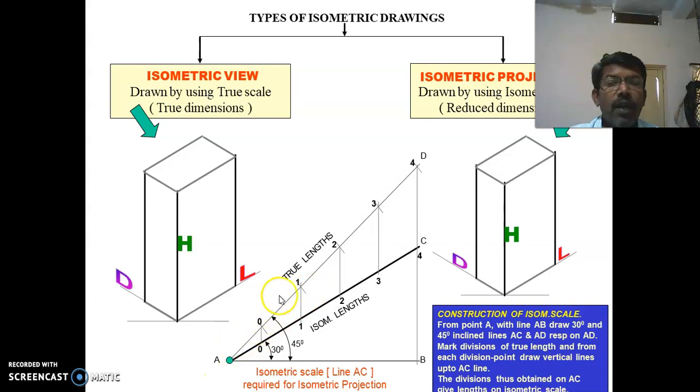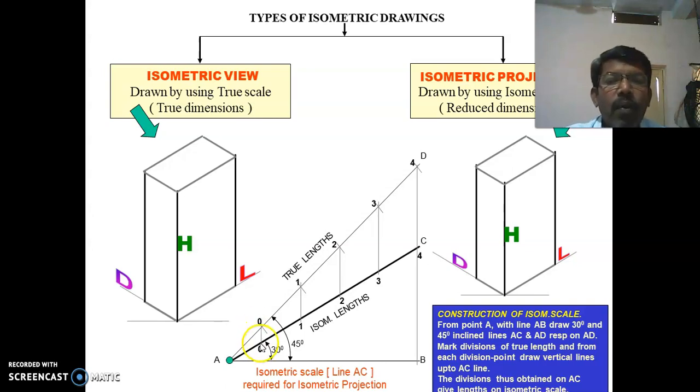After drawing this, make equal number of parts, for example 1 centimeter each: 0, 1, 2, 3, 4 like that, or 0, 1, 2, 3, 4, 5. Then, from point A, take 30 degrees and draw another line. After drawing this line, from the parts which I have made on the 45 degrees line, that is 1, 2, 3, 4, just draw perpendicular lines to AB.